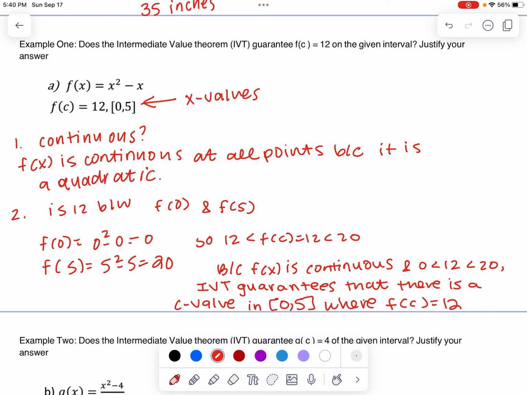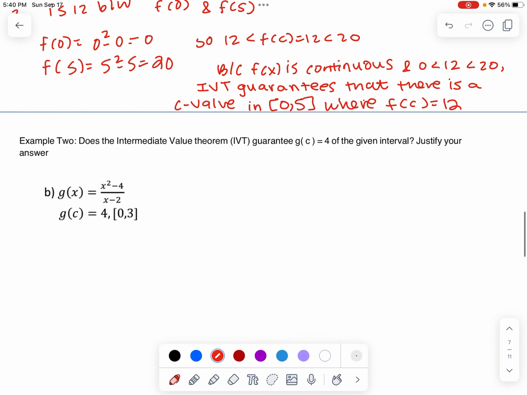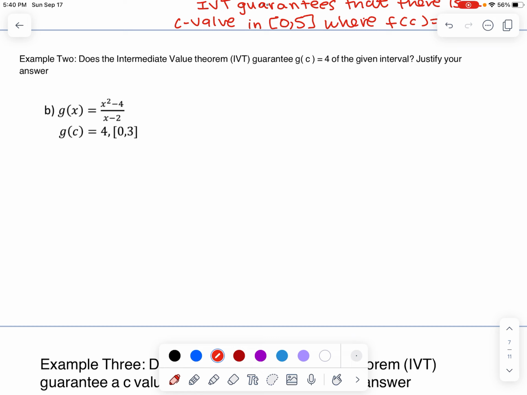Okay, we're going to go on to another one that is a little bit more complicated. Does the intermediate value theorem guarantee g of c equals 4 on the given interval? Justify your answer. Okay, so I'm first going to start off testing the continuity. If I look at this function right here, we are concerned about this function specifically between the x values 0 and 3. I'm going to think, is there a place that there could potentially be a hole or an infinite discontinuity?